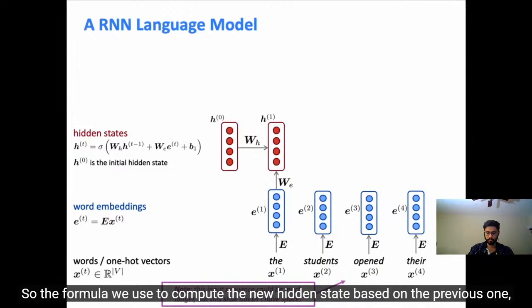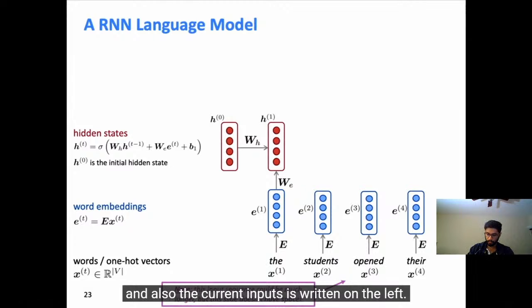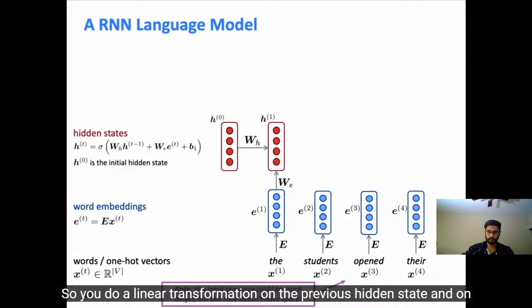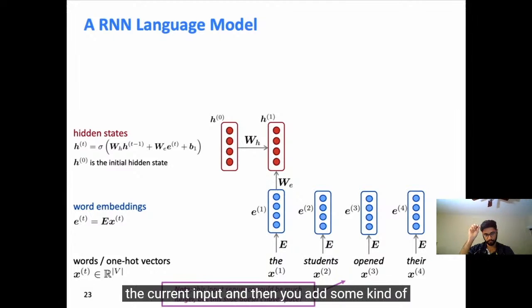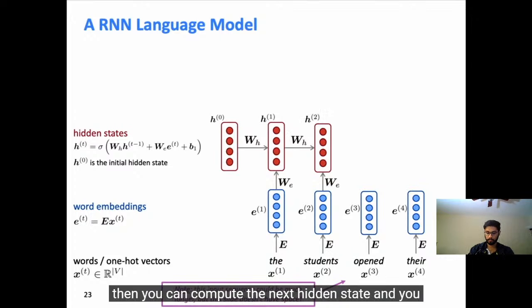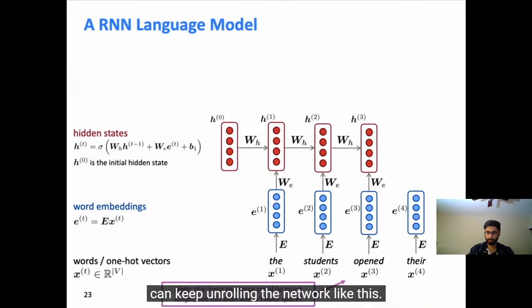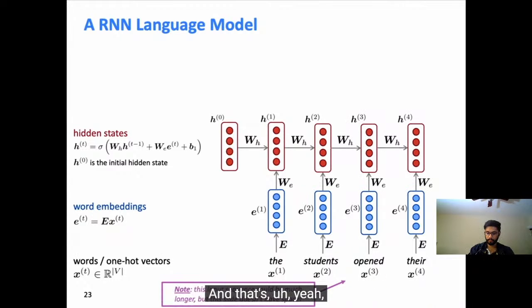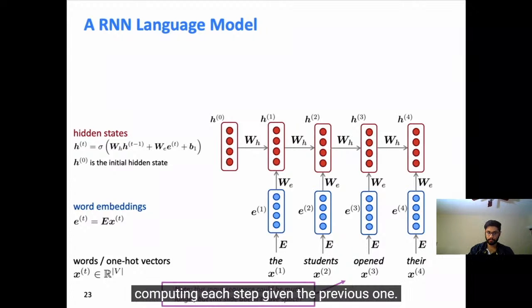vector. So the formula we use to compute the new hidden state based on the previous one, and also the current input, is written on the left. So you do a linear transformation on the previous hidden state and on the current input, and then you add some kind of bias, and then put it through a nonlinearity, like, for example, the sigmoid function. And that gives you your new hidden state. OK, so once you've done that, then you can compute the next hidden state, and you can keep unrolling the network like this. And that's called unrolling because you're computing each step given the previous one.